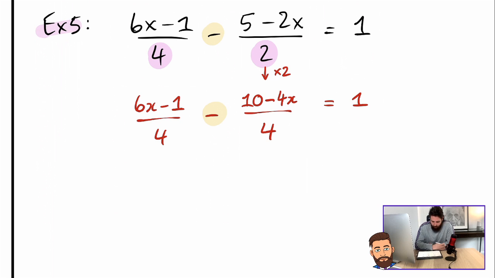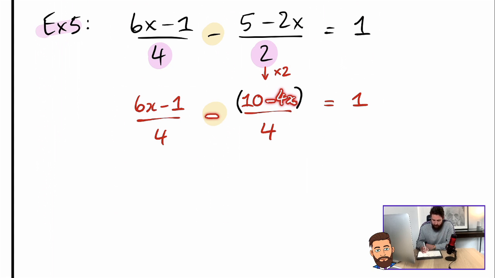So I've spoke about this before. If you are minusing something that has got more than 2 terms, you should put a bracket around it. So I'm just going to put a bracket around this to remind myself that I need to do this minus 10 and then minus 4x. And that is really crucial because what a lot of students do here is they only minus the 10 and then they just minus the 4. But as you can see, it is minus 4x, which we know changes everything completely.